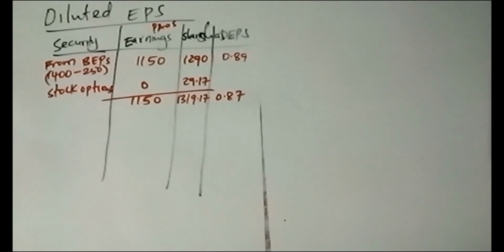So remember that now we are doing the last step. This is a new table. I have drawn the first column as security, earnings, shares, and the last column is diluted earnings per share. So now we need to get the diluted earnings per share using the ranks in step 2.